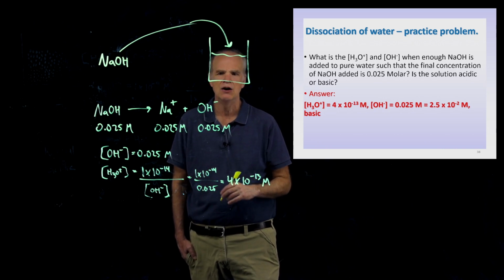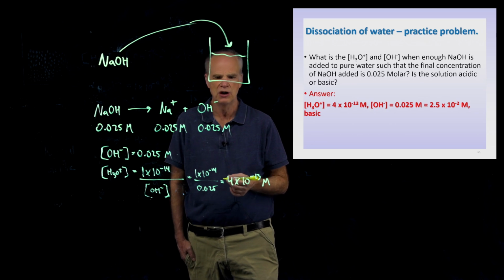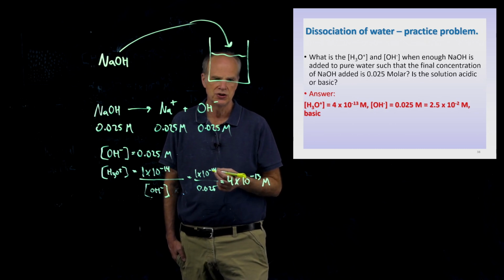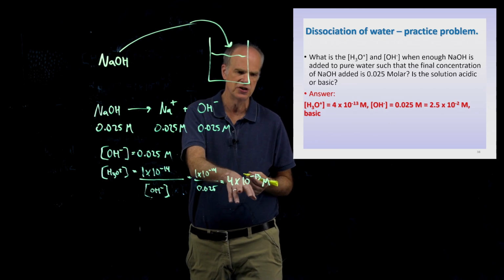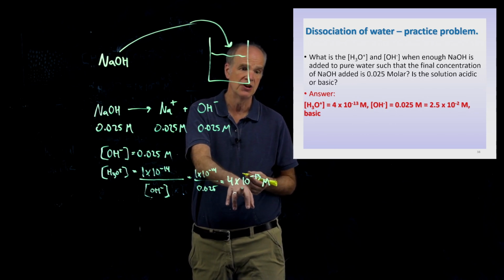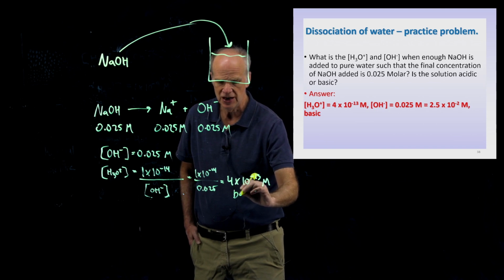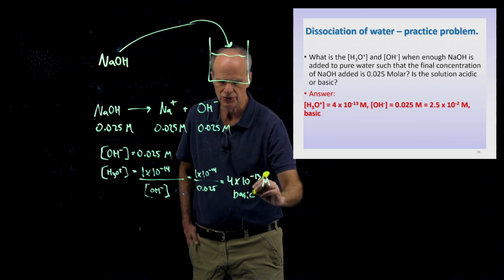And so now we can answer the final question. Is this solution an acidic solution or a basic solution? Again, we look at the hydronium concentration. We see that this is a number that's far less than 1 times 10 to the negative 7. So this is a basic solution. All right, so we'll go to the next problem.